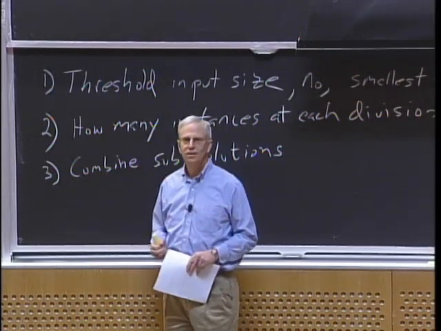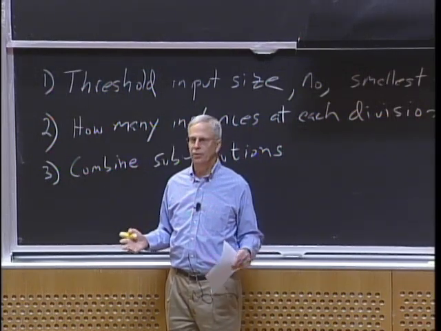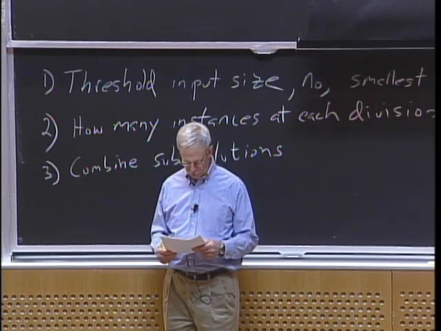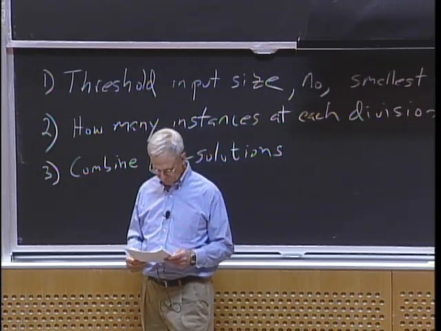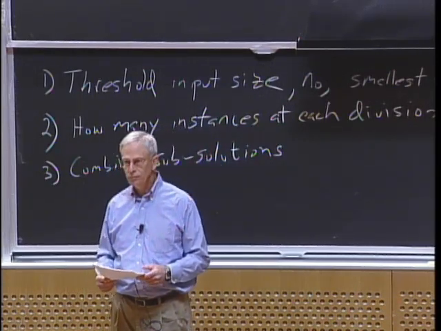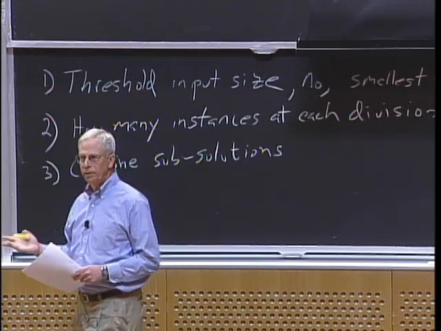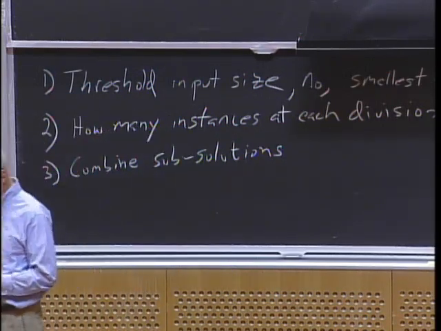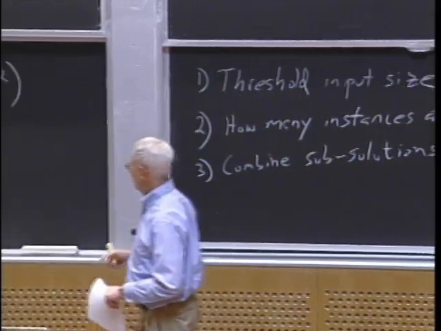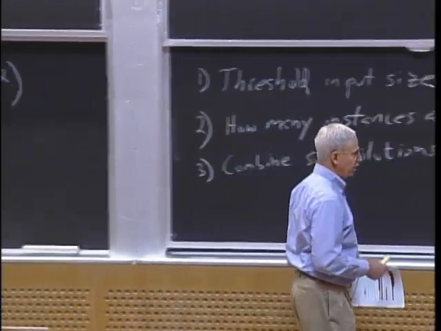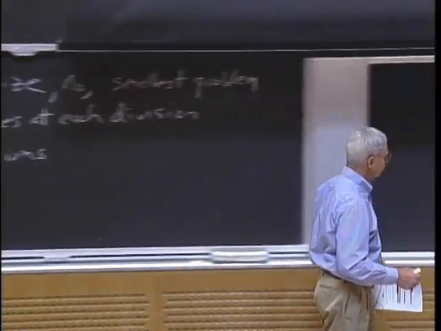It's no good solving the small problem if we don't have some way to combine them to solve the larger problem. All right? So we saw that before, and now we're going to see it again. And we're going to see it in particular in the context of merge sort.